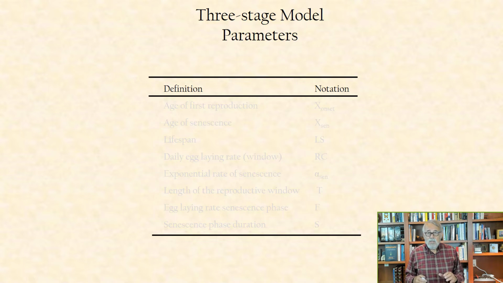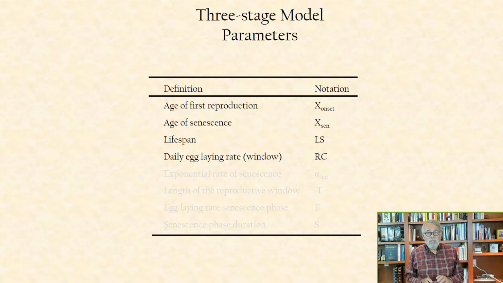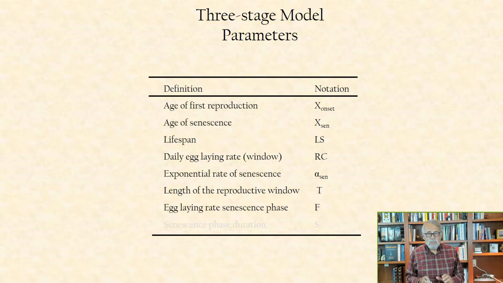These numbers include age of first reproduction, X onset, age of senescence, X senesce, lifespan, LS, the rate of daily egg laying in the reproductive window, RC, and the exponential rate of senescence, alpha senesce. These numbers can then be used to compute 3 additional individual level metrics, including the length of the reproductive window, T, the egg laying rate during the senescent phase, F, and the senescence phase duration, S.